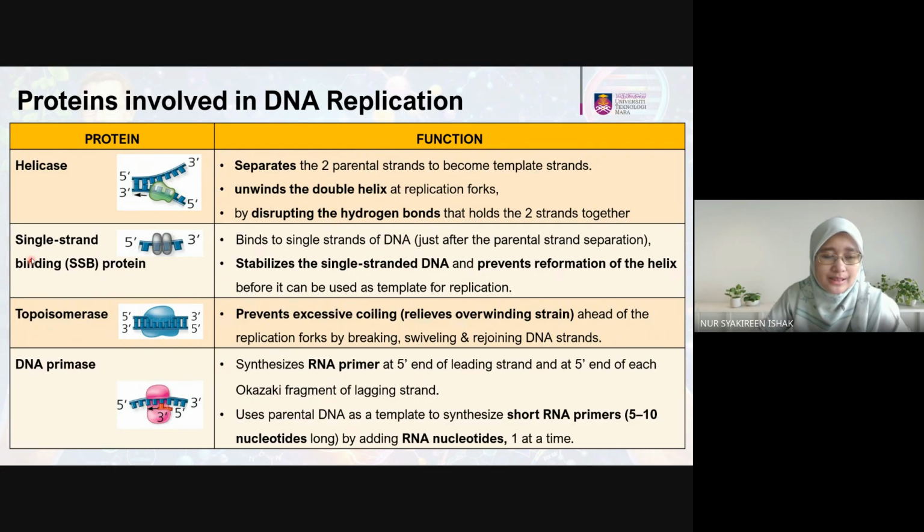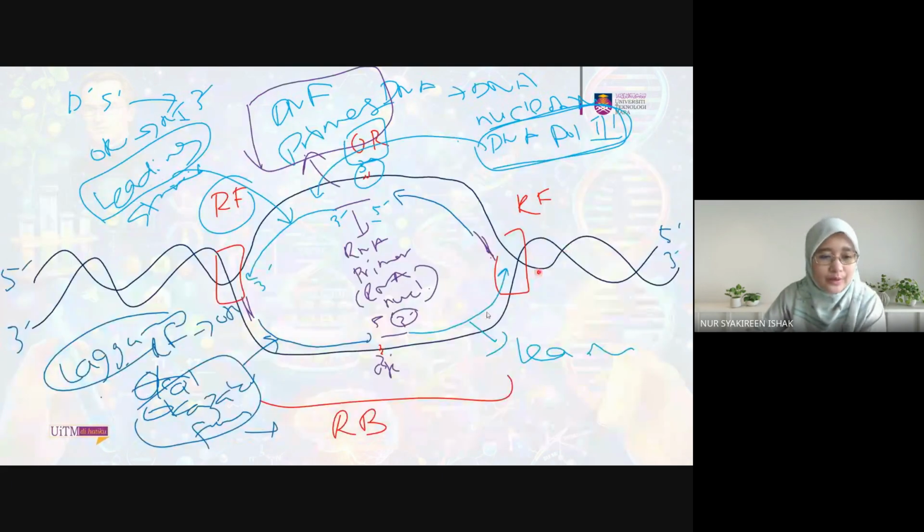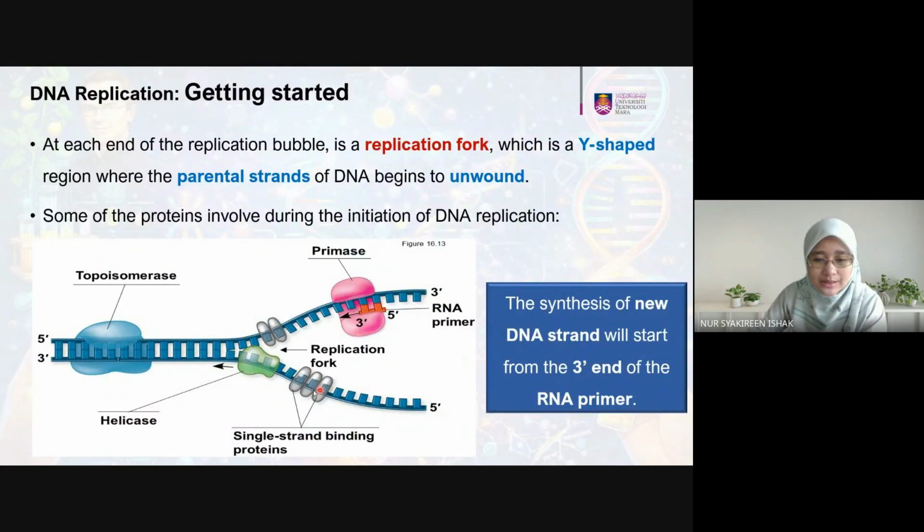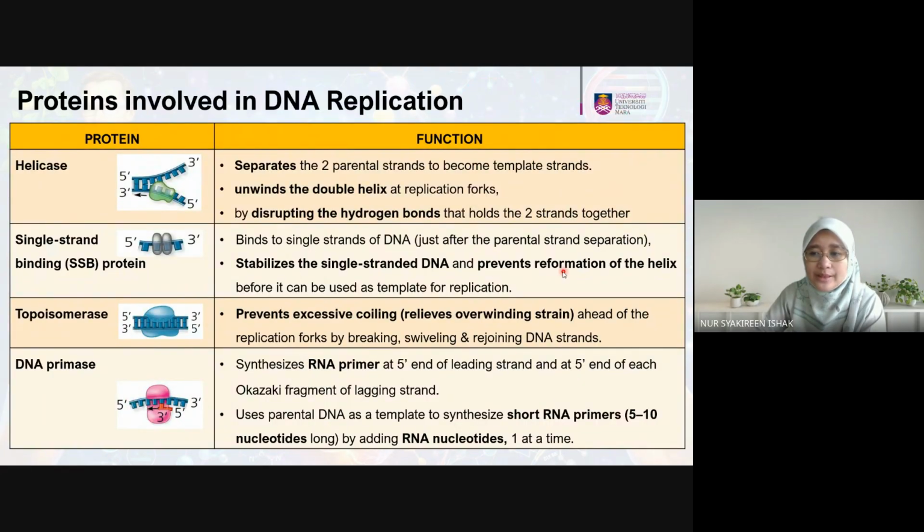Next, the second protein here is the single strand binding protein, SSB. It binds to the single strands of DNA just after the parental strand separation. If we look at this diagram, this is where the SSB will bind. After the two strands have been separated, it binds here. It makes sure that the two strands remain separated, stabilizes the single-stranded DNA, and prevents the formation of the helix before it can be used as a template for replication.